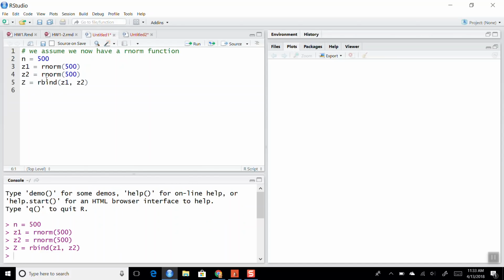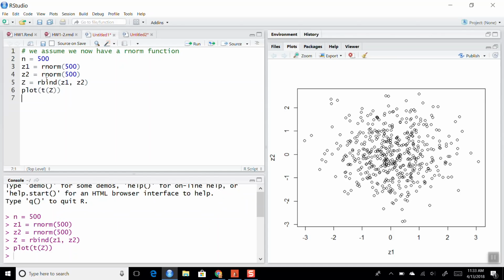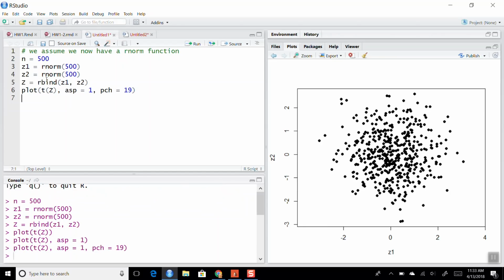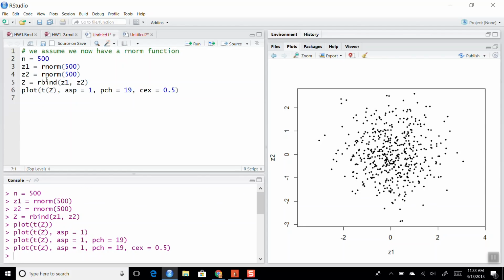Okay. And then so actually to plot this, I need to transpose Z, okay? All right, and let's just clean up our plot. I'm going to do aspect ratio 1, which I always like to do, and then PCH. Let's use 19, and then I'm going to make our plot points a little bit smaller, so I'll use CX equals 0.5, okay?